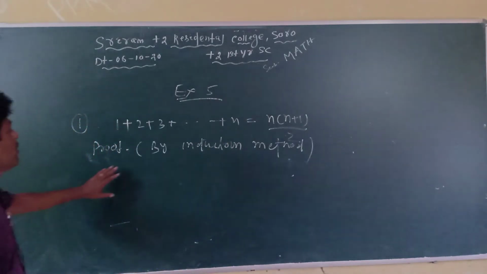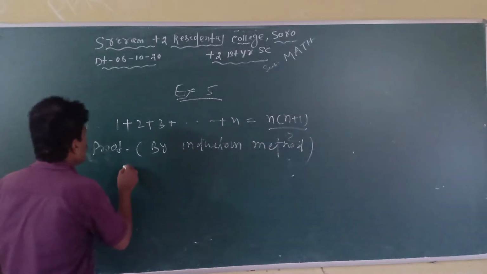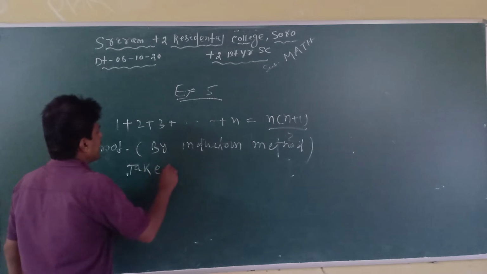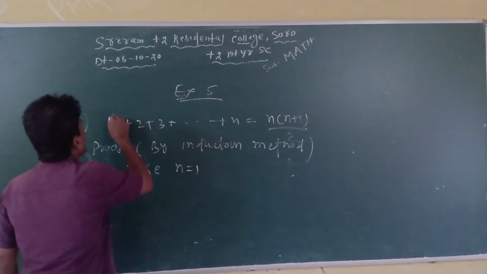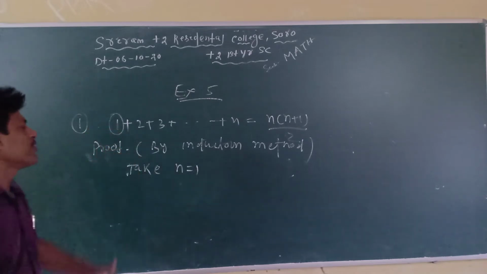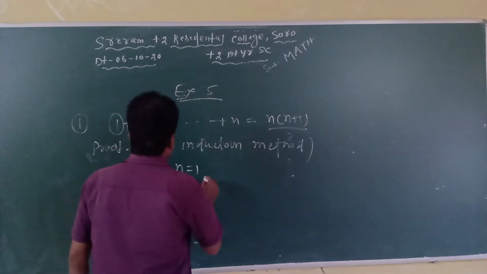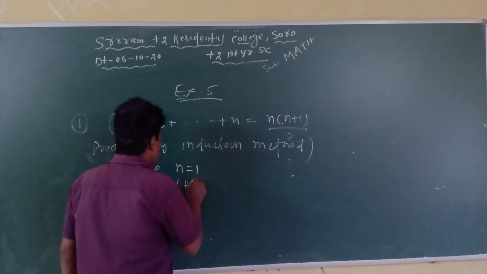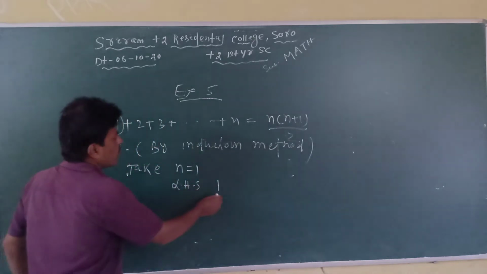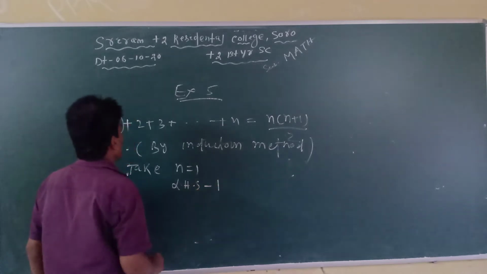So step 1: take n is equal to 1. n equal to 1 means only one term. So what is the LHS? LHS is equal to 1. You look, LHS is 1.